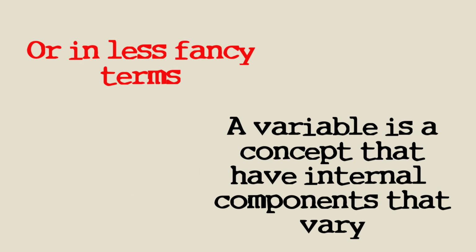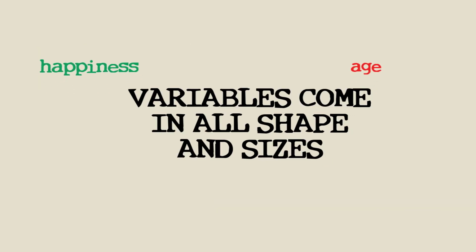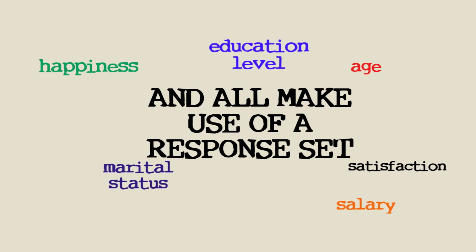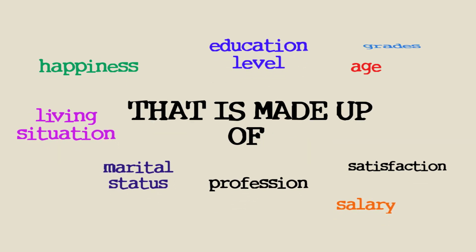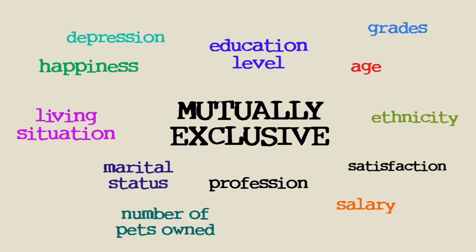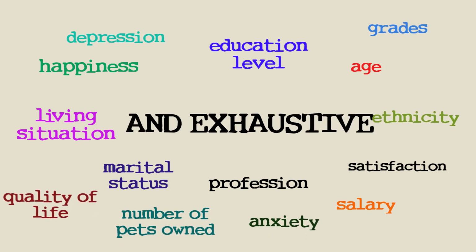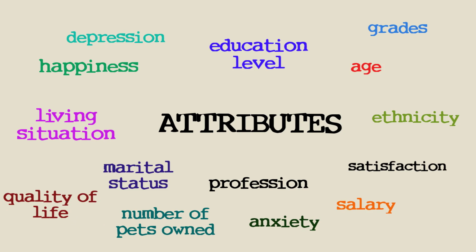Or in less fancy terms, a variable is a concept whose internal components vary. Like their concept origins, a variable can come in all shapes and sizes. And all variables make use of a response set that is made up of a list of mutually exclusive and exhaustive attributes. So let's define mutually exclusive and exhaustive.